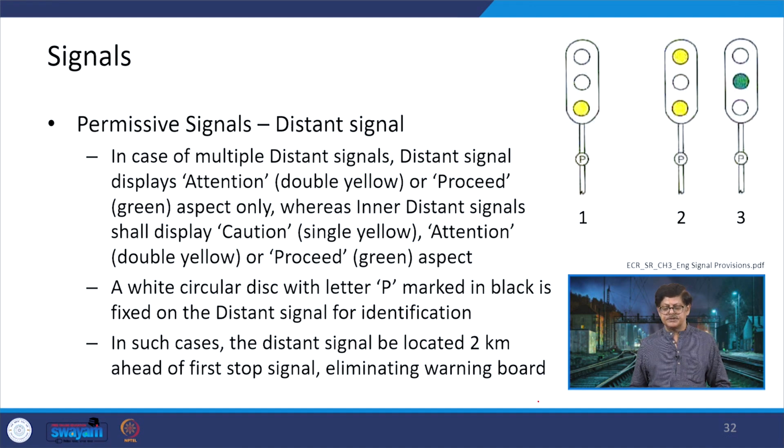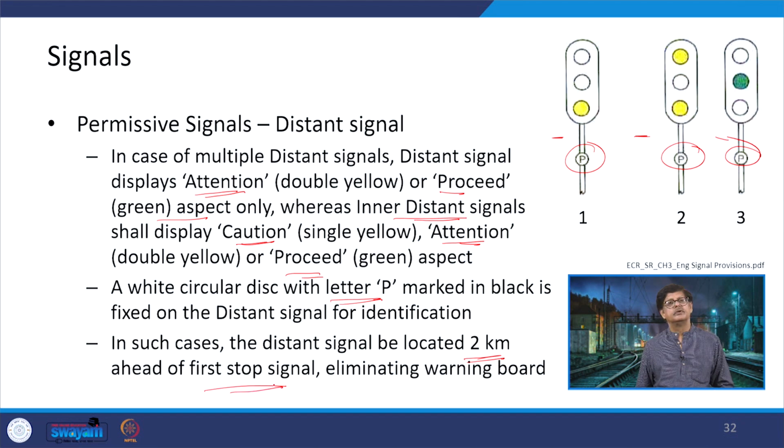So, in case of multiple distant signals, the distant signal displays attention, double yellow, proceed, green aspect only, whereas inner distant signals display caution, attention or proceed. So, that is the difference between the 2 cases. You can see here that is an inner distant condition, that is yellow, double yellow and green. A white circular disc with P marked in black is fixed on the distant signals for identification. So, this is a disc which is being provided here. In such cases, the distant signal is located 2 kilometers ahead of the first stop signal.